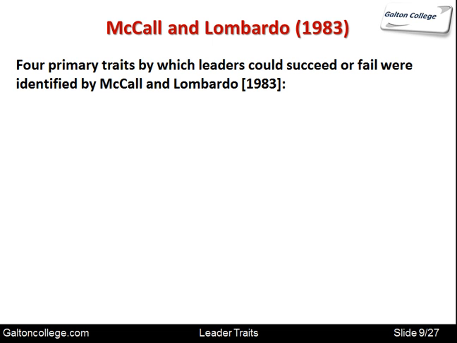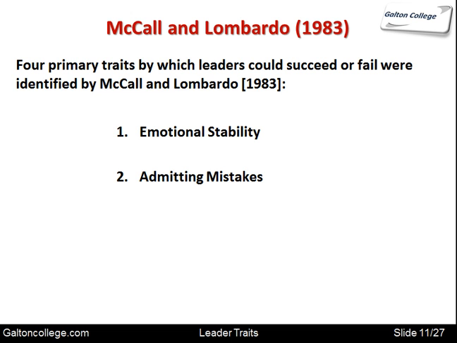McCall and Lombardo in 1983 considered 4 primary traits to try and cut down the number by which leaders could succeed or fail. Now, this means going back to our list of traits and just cutting it down to 4. What they considered to be important was emotional stability. So the leaders should be emotionally stable. They should be capable of admitting when they make mistakes. Don't waste time trying to justify a mistake or trying to find an excuse. Admit it and move on.